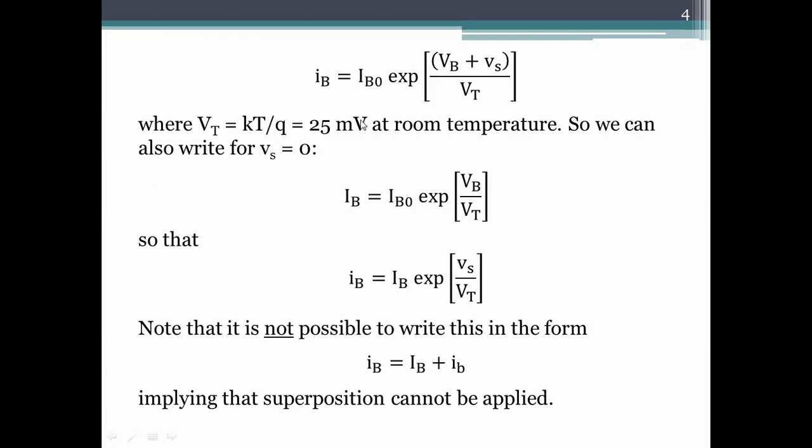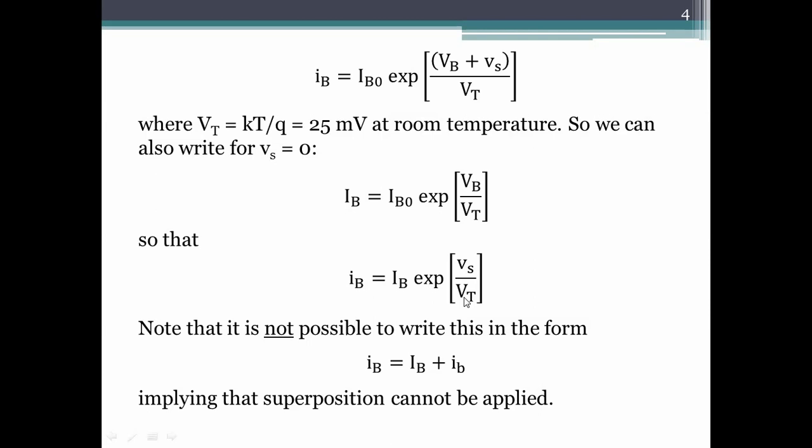So we say, okay, this is the base current. Total base current, small i capital B, is some constant times exponential of the total voltage across the base emitter junction divided by Vt, the thermal voltage, which is 25 millivolts at room temperature. So we can also write that if Vs is 0, which is the DC circuit, then IB, the capital I capital B, is IB0 exponential VB by Vt. And if we substitute this in the equation above, then we can write the total iB equal to capital IB exponential Vs by Vt.